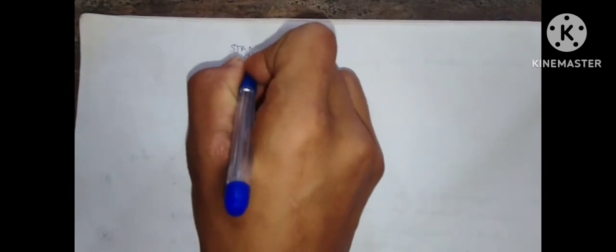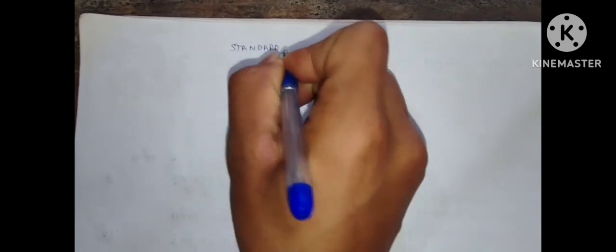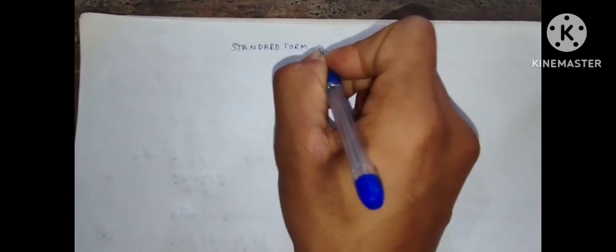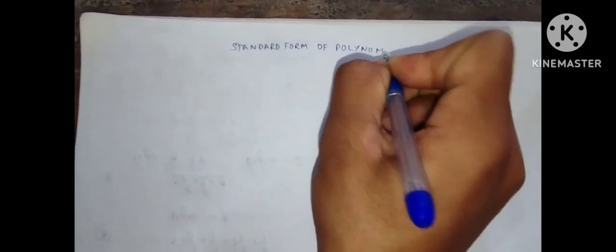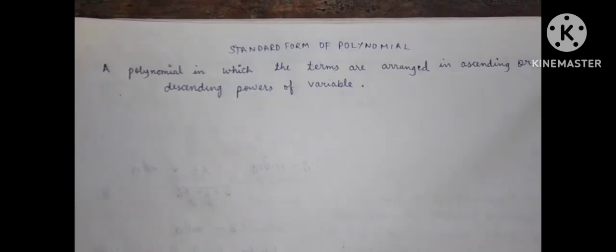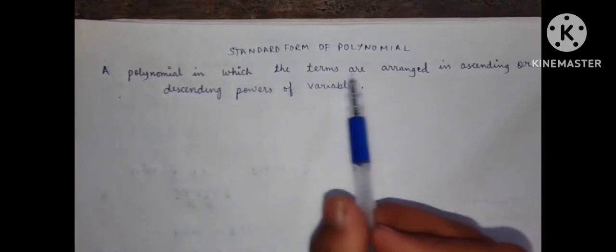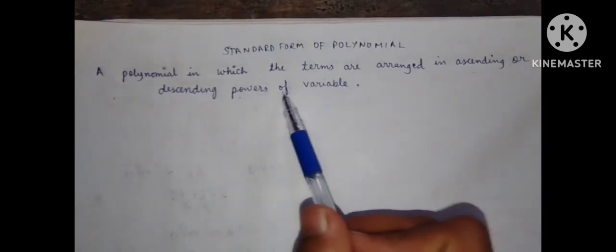Now we'll learn about the standard form of a polynomial. What is the standard form of a polynomial? Now I'll write the definition. This is the definition of standard form of a polynomial: the polynomial in which the terms are arranged in ascending or descending powers of the variable.